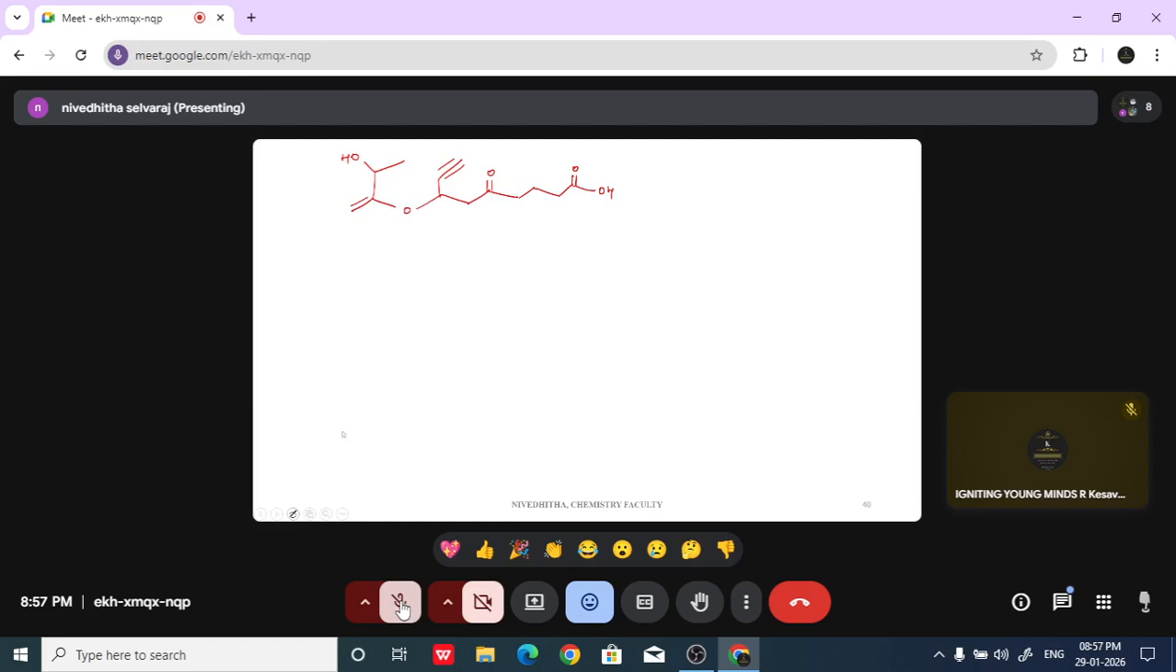Oh, carboxylic acid. Yes, it is. Because this is carbon, and this carbon is attached with oxygen through a double bond. And the same carbon is attached with OH. So this is carboxylic acid.